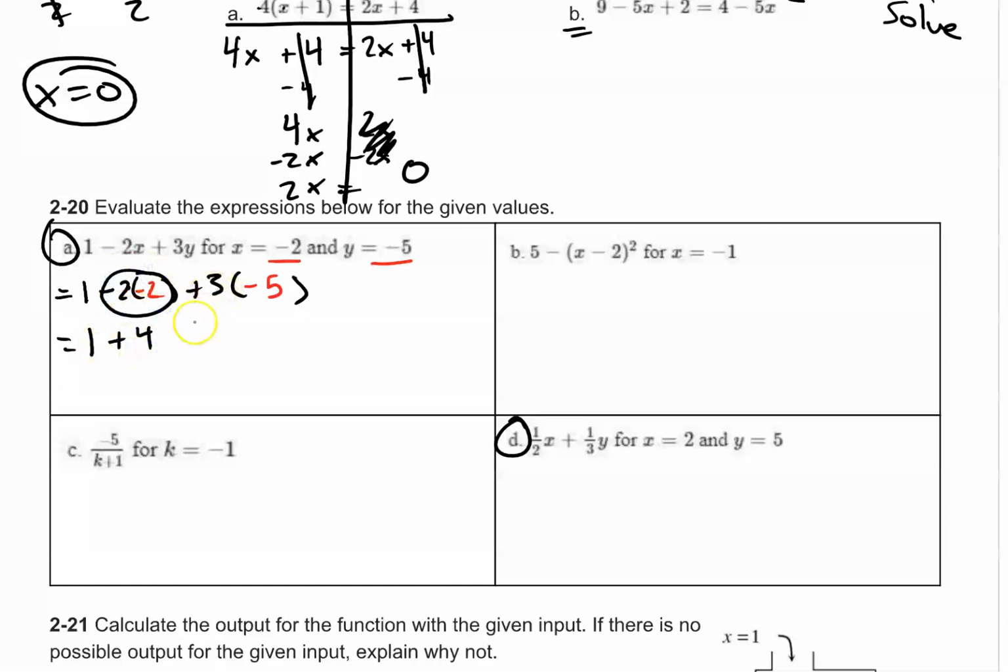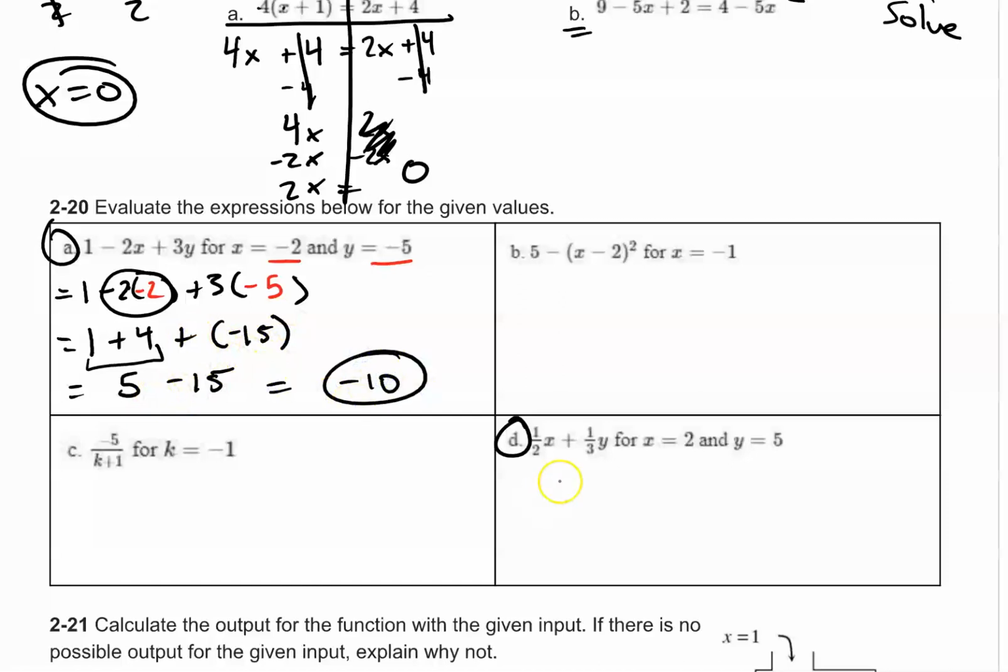And then over here we have 3 times negative 5, and a positive times a negative stays negative. So it's 1 plus 4, which is 5. And then since we're adding on a negative number, that's actually the same as subtracting. So this becomes 5, and 5 plus negative 15, or 5 minus 15, is negative 10.